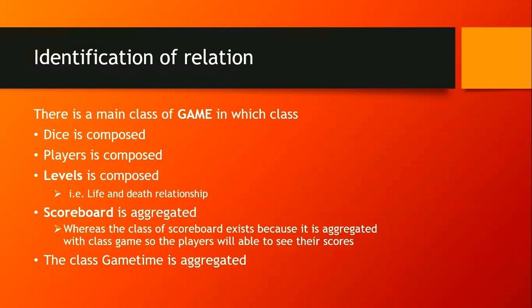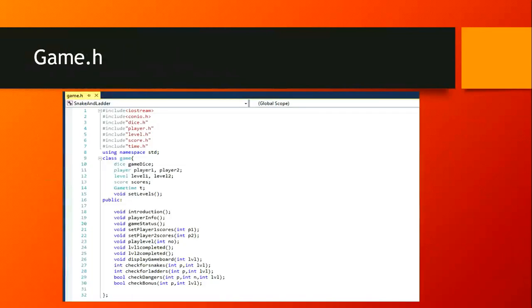Scoreboard is aggregated, whereas the class of scoreboard exists because it is aggregated with class game, so the players will be able to see their scores after the game ended. The class game time is also aggregated because you need to see the time you spent on the game.